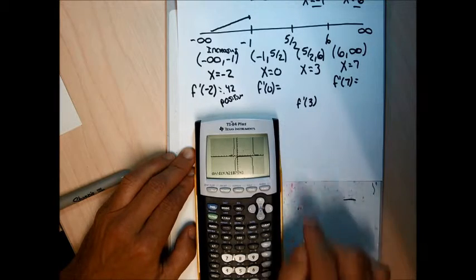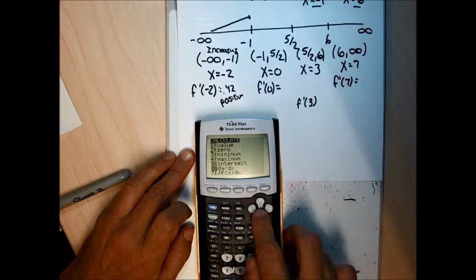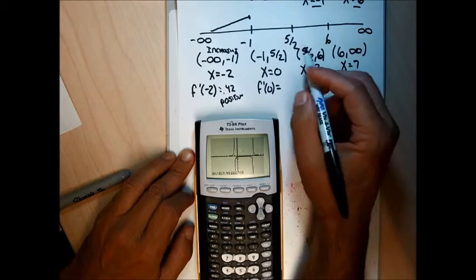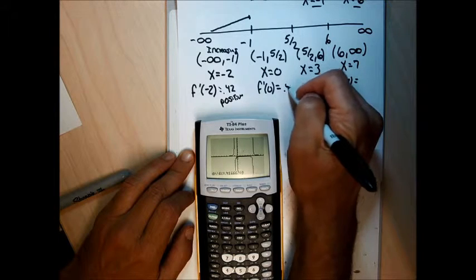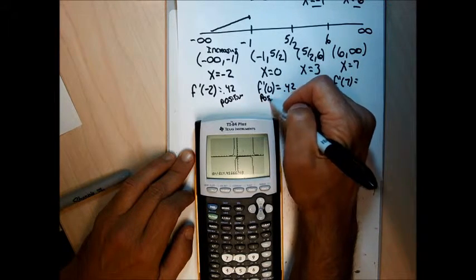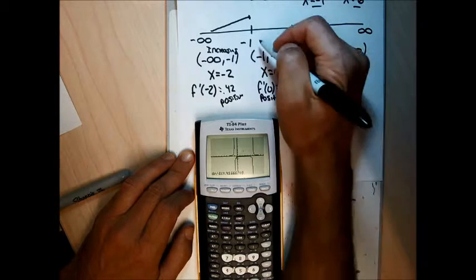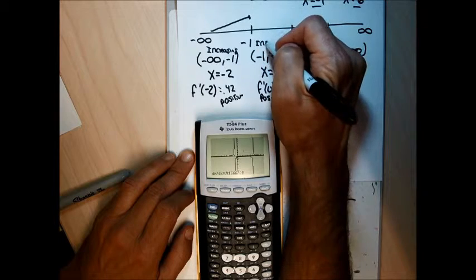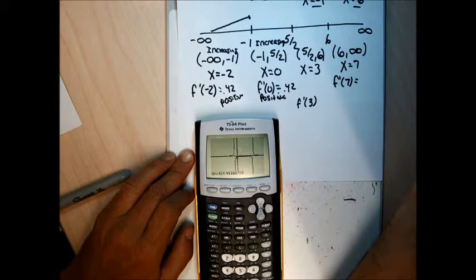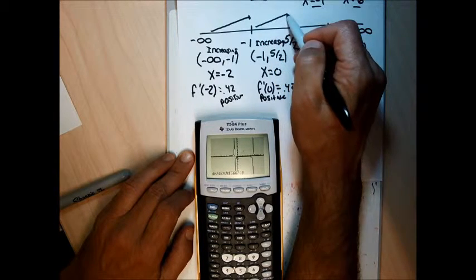In the next interval, I'm doing 0, so I go second calc, go down to number 6, dy dx, type the number 0 in, and I get 0.42 again. Again, I don't care so much about the specific number that I get when I do this test. I just care whether it's positive or negative. If it's positive, in that interval, the graph is increasing. If it's negative, the graph is decreasing. This is another increasing interval. I'm going to draw an increasing arrow here.